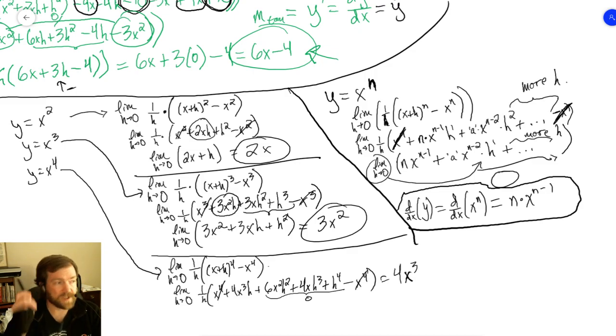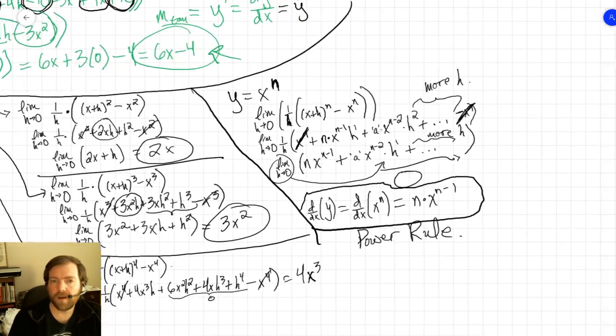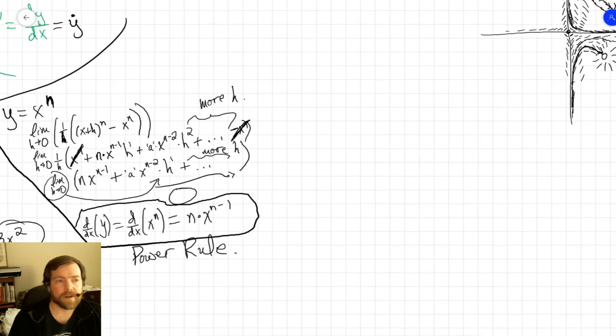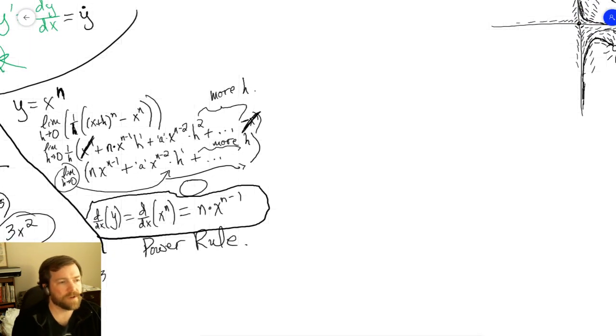So this is what's known as the power rule. So every single polynomial term, you can always do this every single time. All right, so some of the other cool stuff that you can do with it.